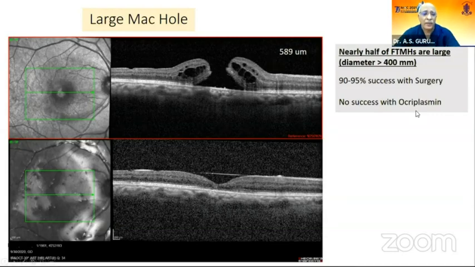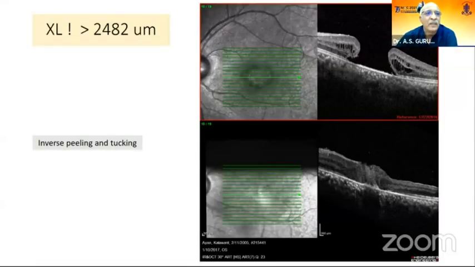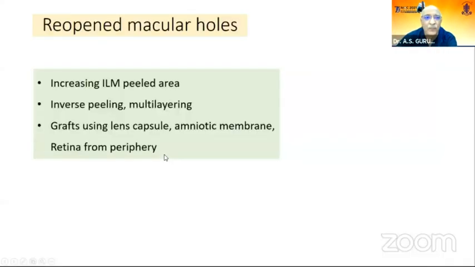Again, ocriplasmin is somehow creeping into my presentation because at the time when the IVTS study group classified macular holes, ocriplasmin was in usage. Nowadays, it is not. This is an extra large hole, if I may call it that way, a 2,482 micron hole, the width of the hole, which is quite much. And this was successfully treated with inverted ILM flap technique, tucking the ILM flaps into the hole.